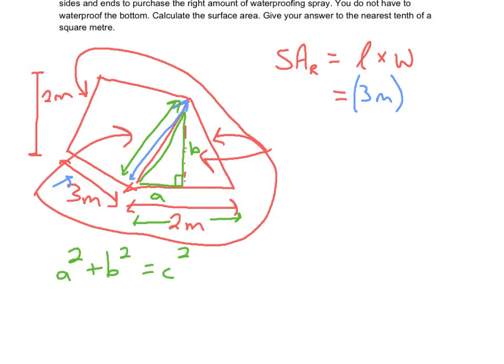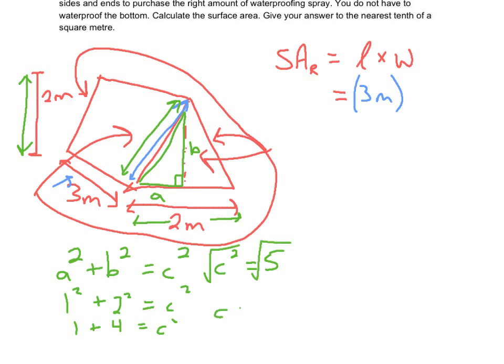Half of 2 is 1, so we'll have 1 squared. And we're going to be adding that to our b squared. B is the height of the tent. We said that the height of the tent is this length right here, 2 meters. 2 squared. And that's going to equal our c squared. So 1 squared is 1, plus 2 squared is 4, c squared. So c squared is equal to 1 plus 4, which is 5. Take the square root of both, and c would be equal to the square root of 5.